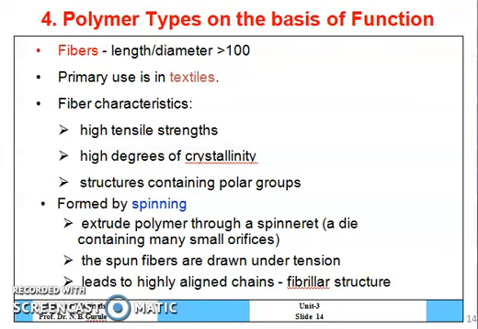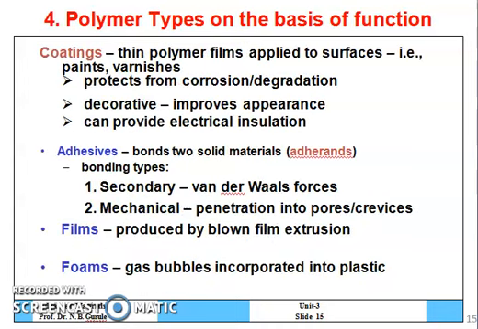What are the characteristics of these fibers? They have high tensile strength, a high degree of crystallinity, and a structure containing polar groups. These fibers are manufactured by a spinning process, where the polymer is extruded through a spinneret, that means a die containing a large number of small holes, and stretched by a tension, and the final product is a polymer fiber. These fibers are widely used.